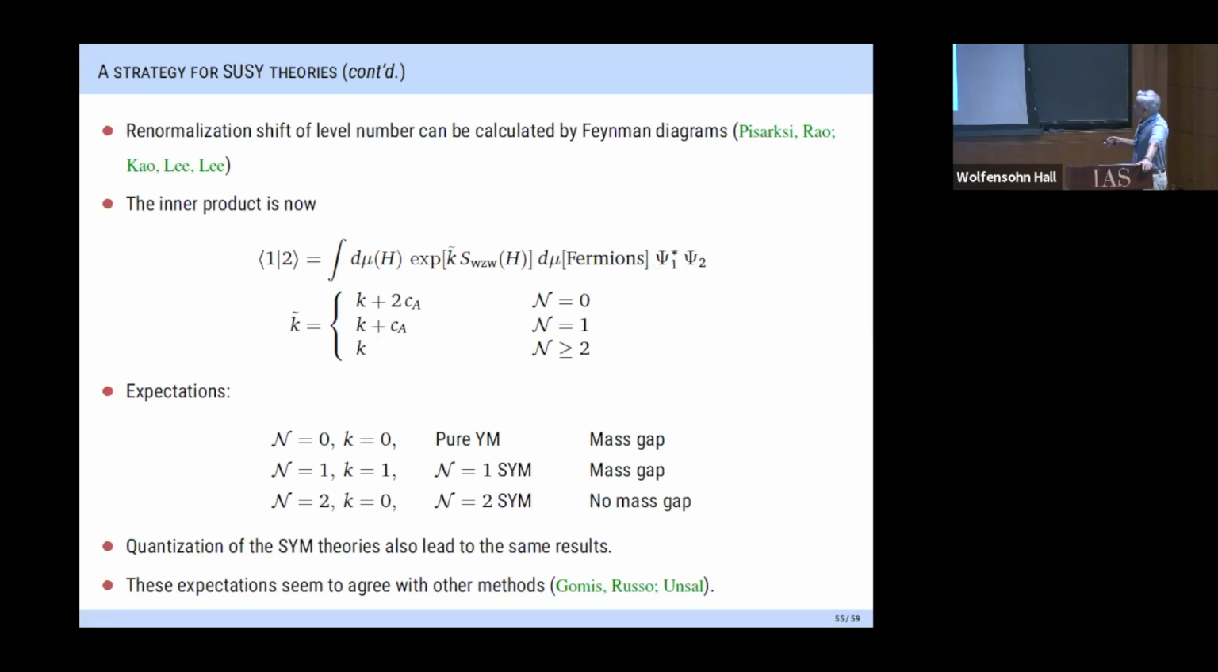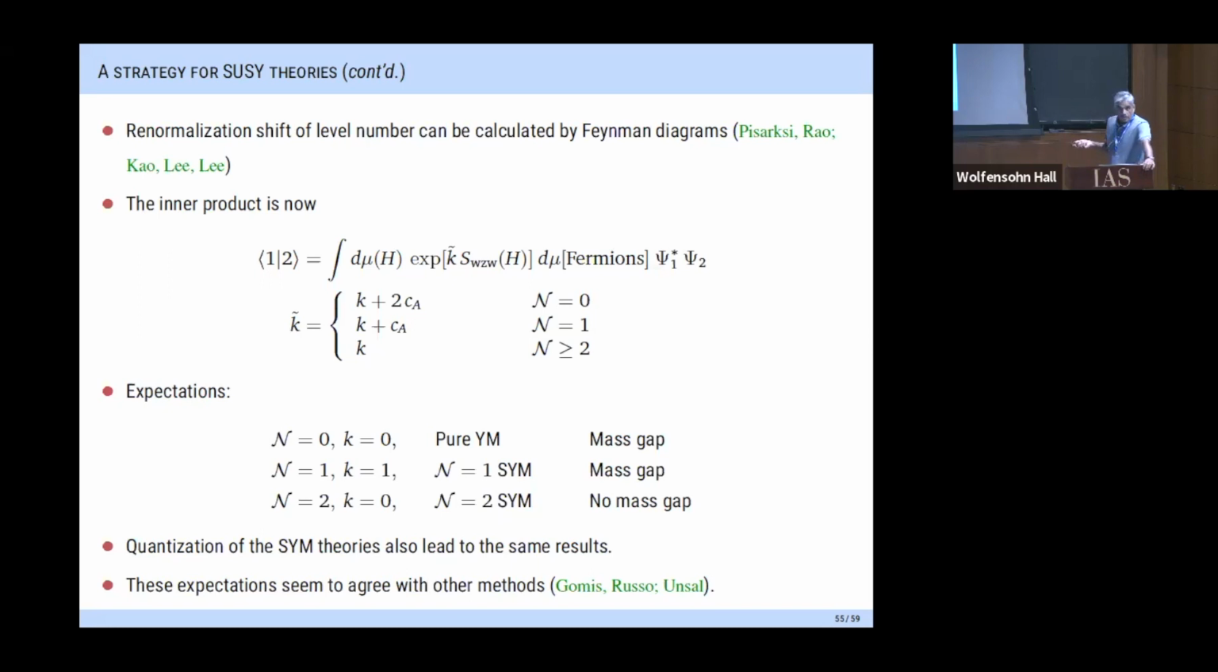Okay. What happens if I go to n equal to 2? Then from this argument here, you'll conclude that there is no shift here. K tilde is just K. And if I put the level number K equal to 0, I find that the pure n equal to 2 super Yang-Mills will not have a mass gap in 2 plus 1 dimensions. Okay. So those are conclusions we can reach just based on the structure of the integration measure. I should point out that the n equal to 2 theory may not have a stable vacuum. There are arguments to suggest that the superpotential may run off and create an instability, but that is not something we can see from just the measure argument.